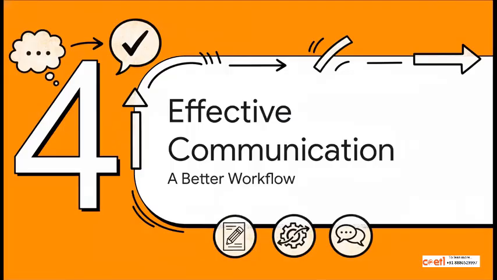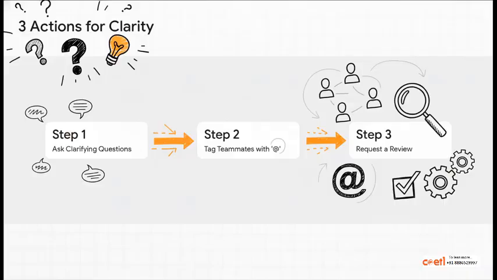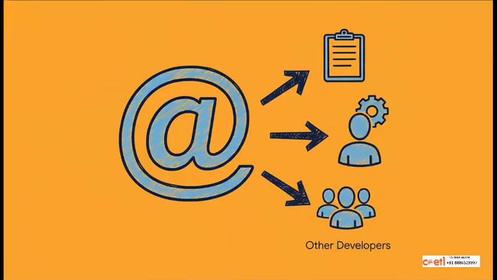Okay, so just knowing it's there is one thing, but using it the right way is what really changes the game. So let's break down how you actually use it to make your life easier. There are really just 3 simple things you need to do. First things first, just ask your questions, right there in the comments. Don't let them swirl around in your head. Second, you gotta pull the right people in, and you do that with the good old @ symbol to tag your teammates. And third, you can even use it to ask for a review of your plan before you ever start coding.